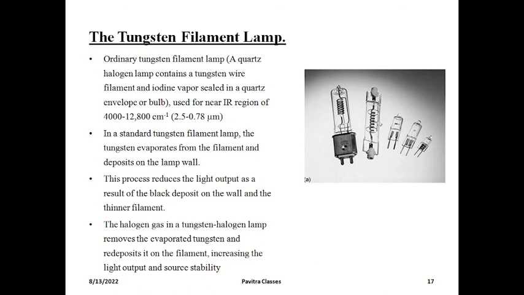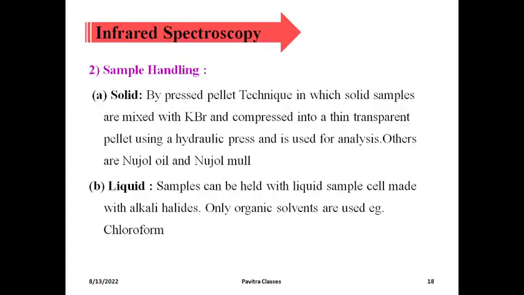This process reduces the light output as a result of the black deposit. So when tungsten is deposited, it gives a black deposit on the wall, and then the light output is very much less. This is the disadvantage of the tungsten filament lamp. Halogen gas in a tungsten halogen lamp removes the evaporated tungsten deposits from the filament, increasing the light output and the source stability.